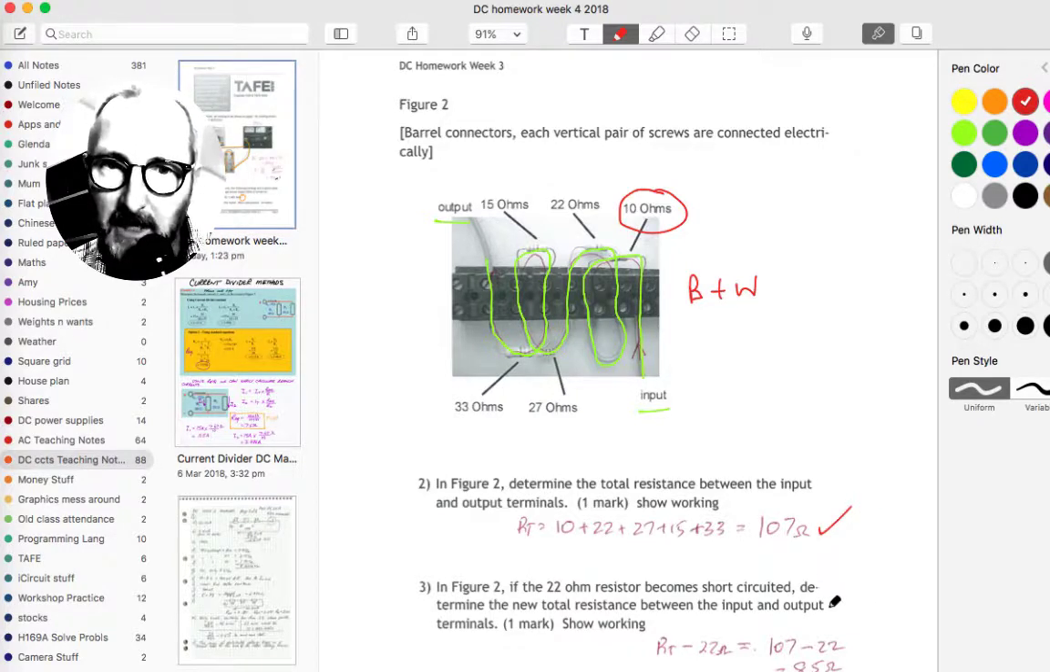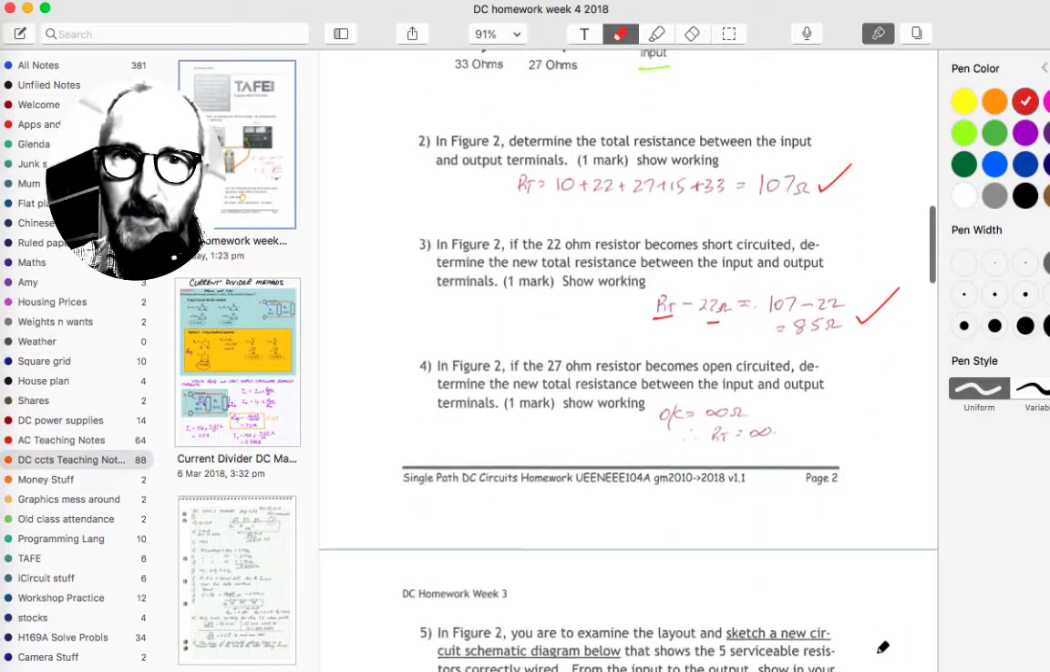That's good. Figure 2, if the 22 ohm resistor becomes short-circuited, well, any resistor with a short circuit across it becomes 0 ohms, so it's no longer in circuit. We simply had to get RT minus 22 ohms, and that gave us 85 ohms, which is correct.